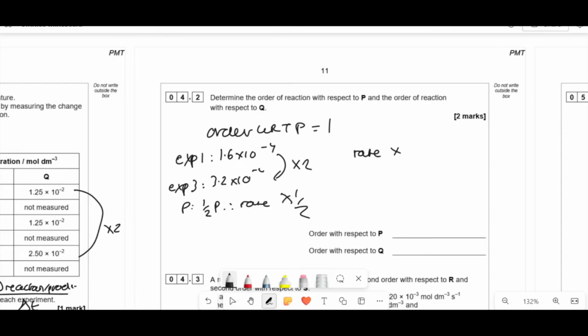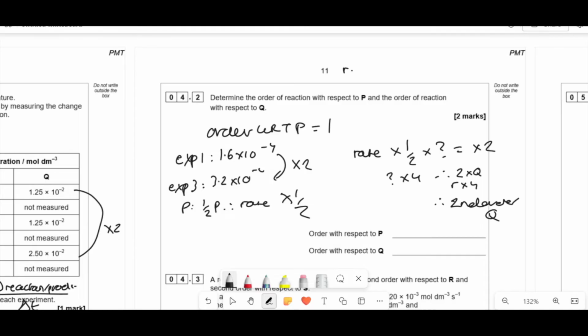So the rate times a half times some mysterious thing gives you times 2, as in a half times something gives you times 2. So that mysterious thing has to be times 4, right? So if we've doubled Q, and the rate has gone up by a factor of 4, which has then been halved to give you that double, that means that doubling Q, the rate goes up by 4. Therefore, it's second order with respect to Q.